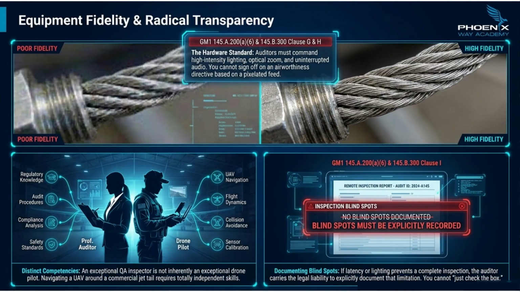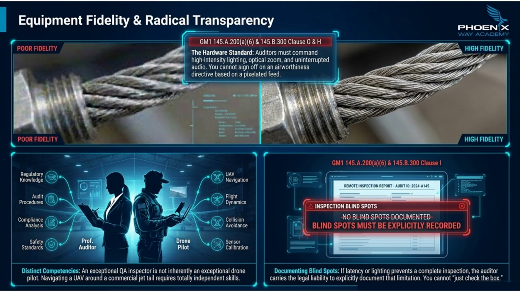Conceptually, an auditor cannot sign off on an airworthiness directive based on a pixelated video feed. No, that would be terrifying. Right. If you are inspecting the safety wire on a critical flight control linkage, the auditor must have the power to demand high-intensity lighting and optical zoom. If the environmental noise of the hangar drowns out the audio or the resolution drops, the equipment fails the Clause G standard. Which means the people running this equipment need to be highly trained.